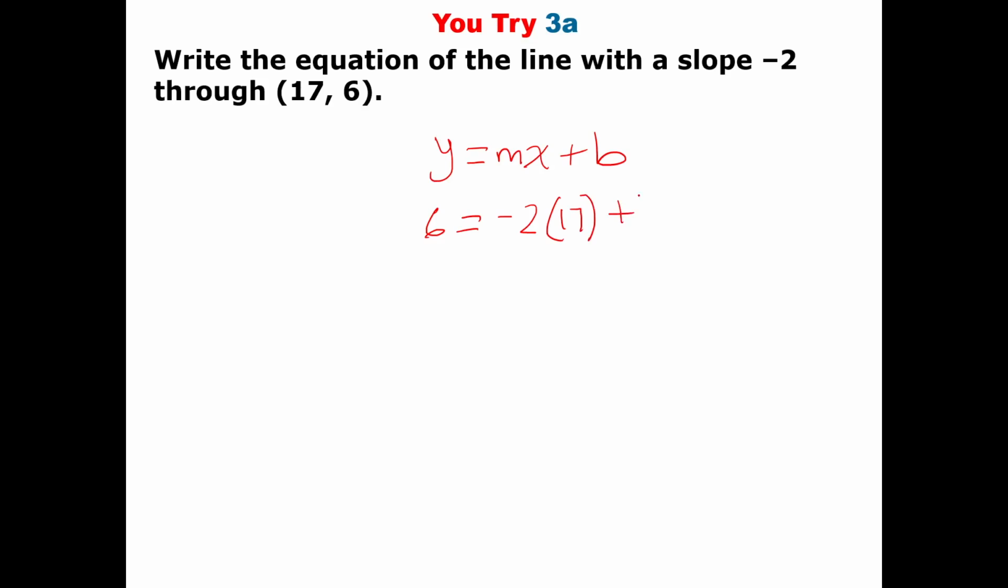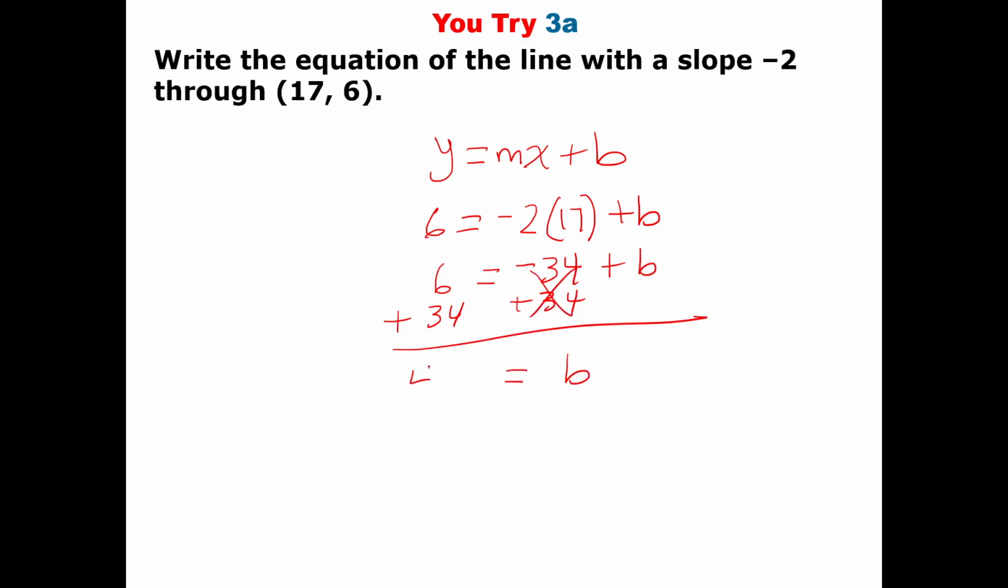6 is equal to negative 2 times 17 plus b. Negative 2 times 17 is negative 34. Plus b is equal to 6. Add 34 to both sides. And I'll get b is equal to 40. Which will give me y is equal to negative 2x plus 40.